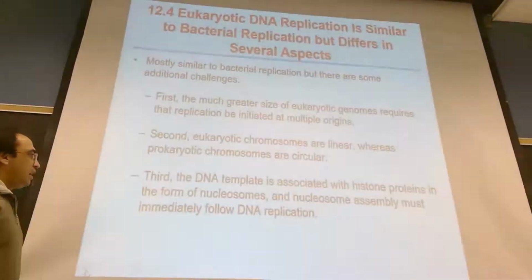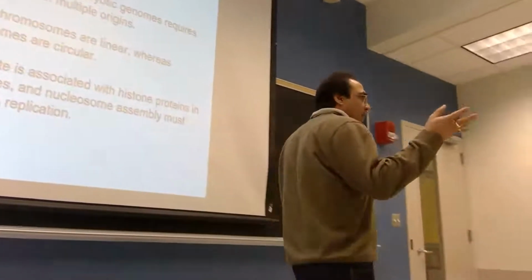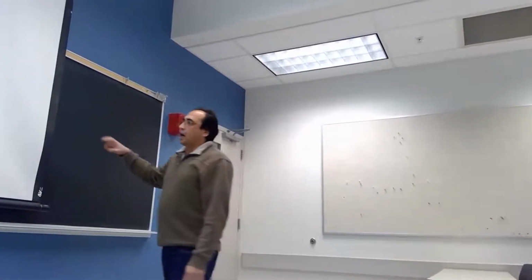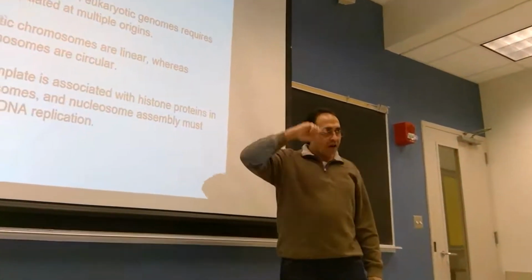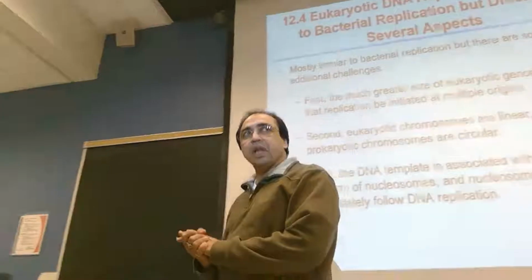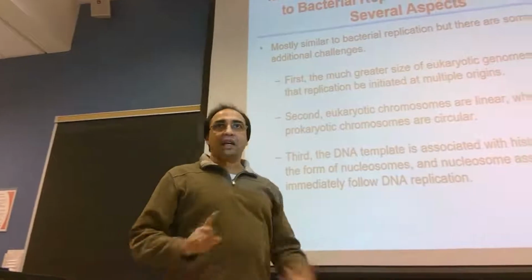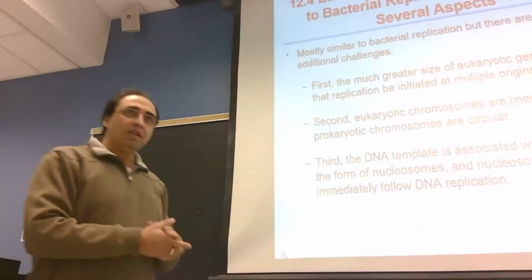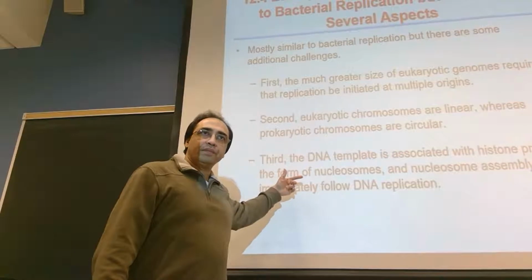Another main part is that prokaryotic DNA has no histone protein. But eukaryotic DNA follows the nucleosome model, so there is histone protein and DNA is coiled onto the histone proteins. So the new DNA that is formed must have the histone proteins. So these are three main parts: prokaryotic DNA is circular and short, while eukaryotic DNA is linear and long. So multiple origins, endpoint replication, and the histone proteins.